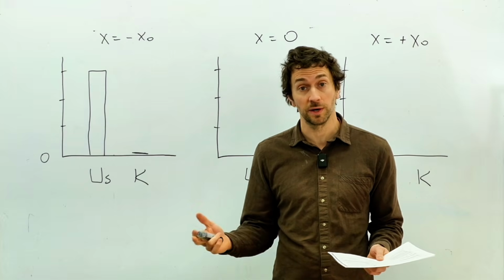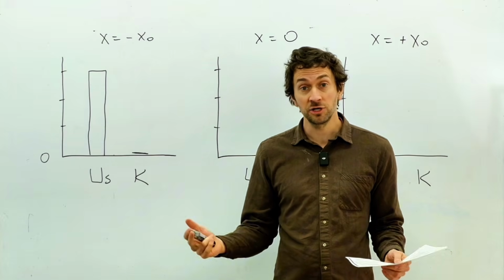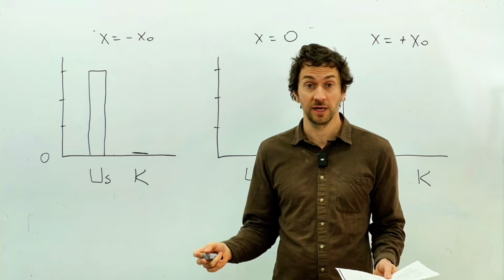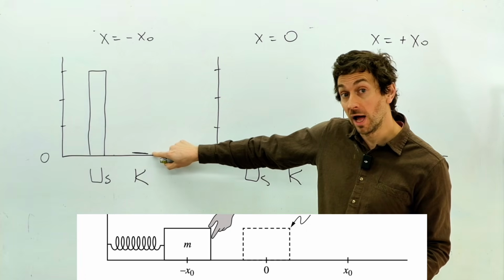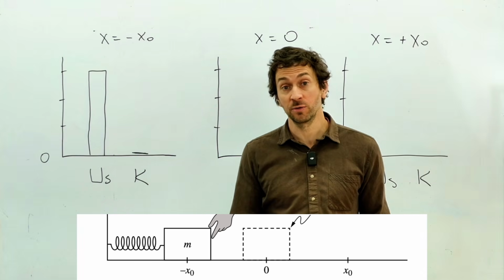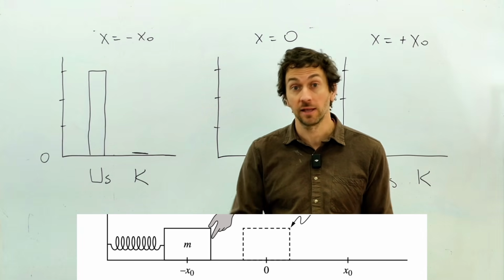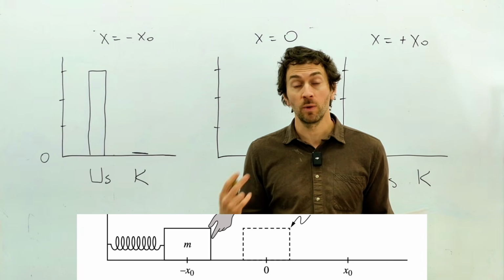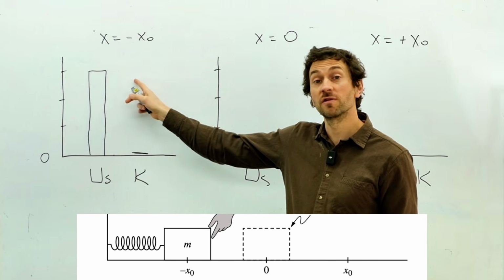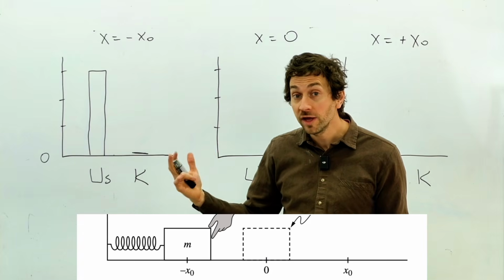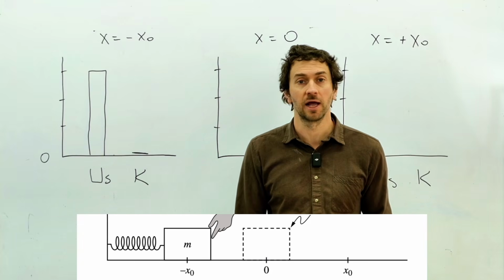They've given us the first one, and they're saying that the energy is totally spring energy and kinetic energy is 0. We always have to draw a little line at 0. If an energy is 0, we've got to show that the energy is 0, so we draw that little line there. So when we think about x as negative x0, that's on the far left side, all the energy is spring energy and there's no kinetic energy.